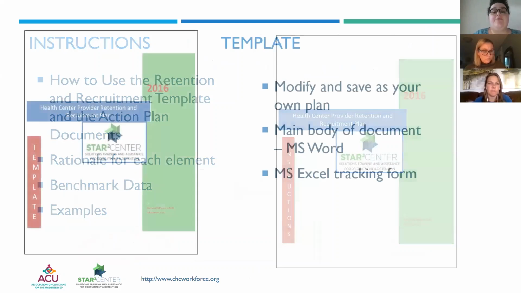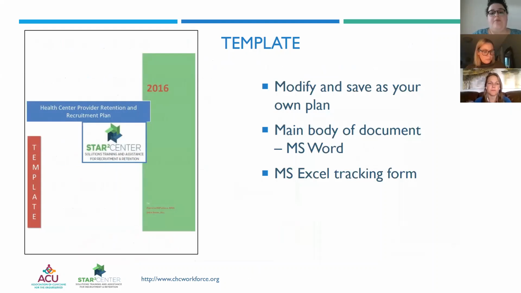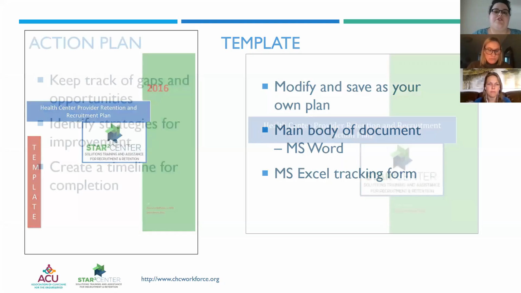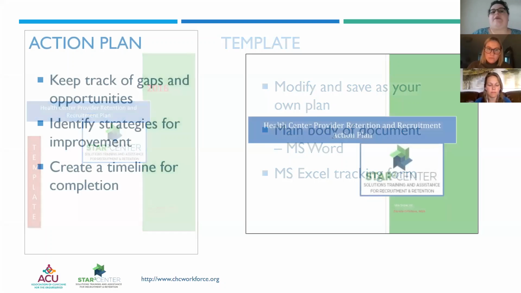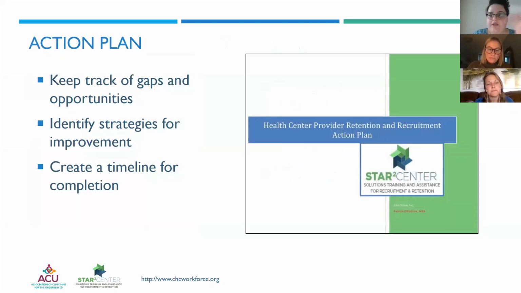The template can be modified. They're all in Word documents, so they're easy to track, and it's specific to the health center, and not just specific to the health center, but also specific to the specialty. So in the future, we're going to be doing a learning collaborative on recruiting mental health providers. So you can modify all this to really meet the needs of not just the health center, but the type of providers and clinicians that you're bringing into your health center. And as I said, the action plan is really that place where you can track everything. It has all the charts that we will be going through.